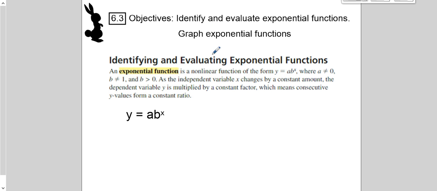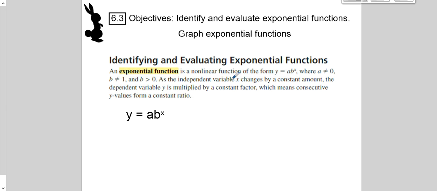Identifying and evaluating exponential functions. An exponential function is a non-linear function of the form y equals a times b to the x power, where a is not equal to 0, b is not equal to 1, and b has to be greater than 0. So it's just to make sure that if we simplify it, it's still going to be in this form where you have a number times another number to a power.